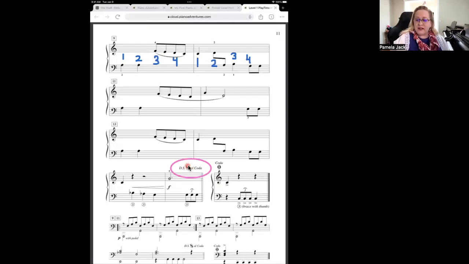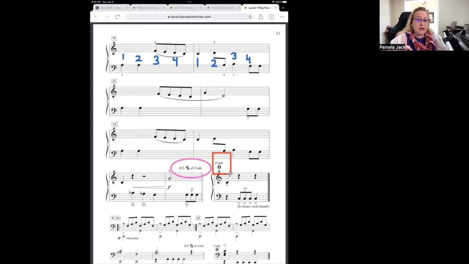See the sign that looks like a fancy S? We're going to go back and look for that. And then we're going to play from that point until we see the coda. Once we see the coda, we're going to jump. We're going to skip a section and we're going to jump to right there where the red box is.